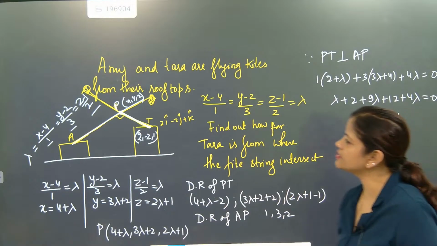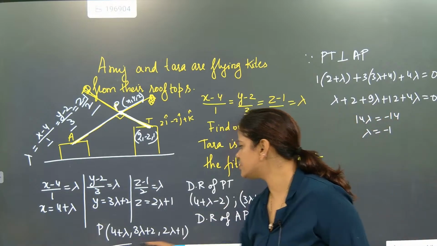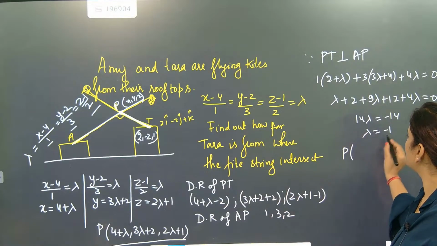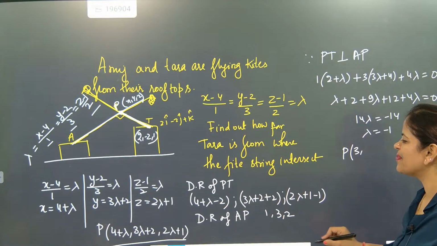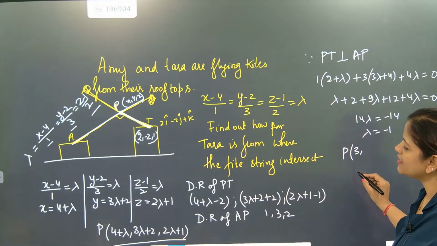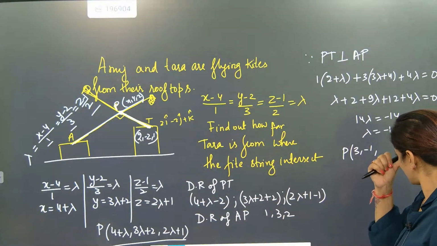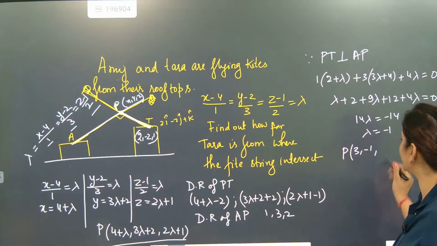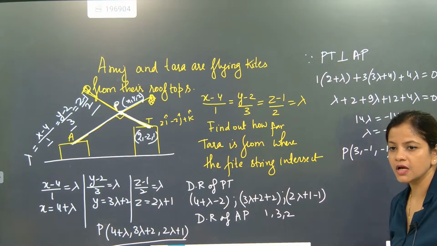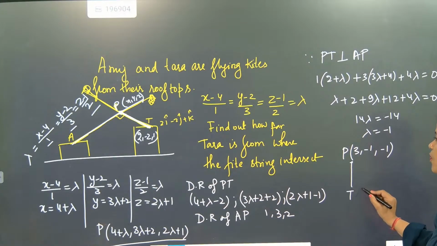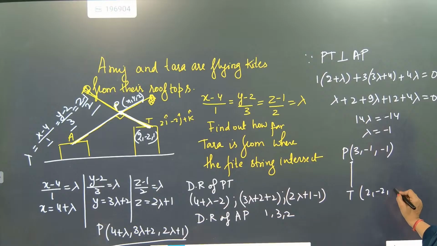Once we got lambda equal to minus 1, now we will substitute here. So your point P is coming as what, beta? (4 - 1, -3 + 2, -2 + 1), that is (3, -1, -1). Got it? Now beta, this point is P, and Tara's point is what, beta? (2, -2, 1). So this distance only we have to find.